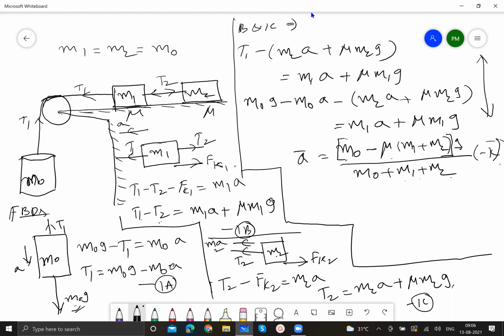Now come to this. So you got the acceleration. So T2 is equal to M2 into G plus A.